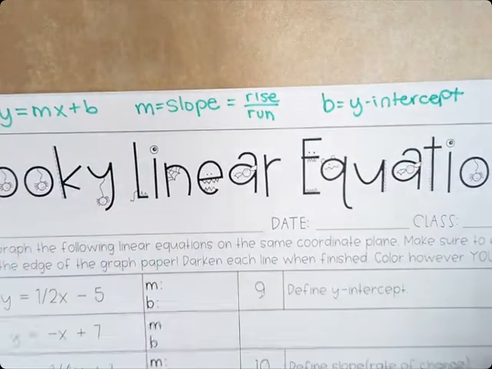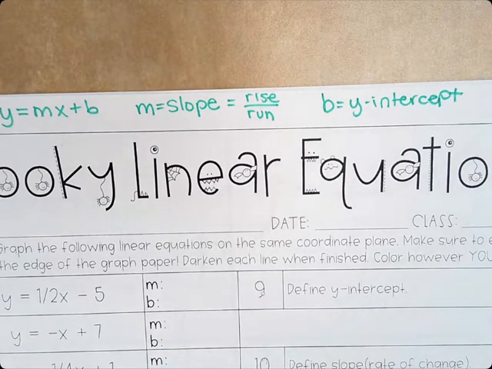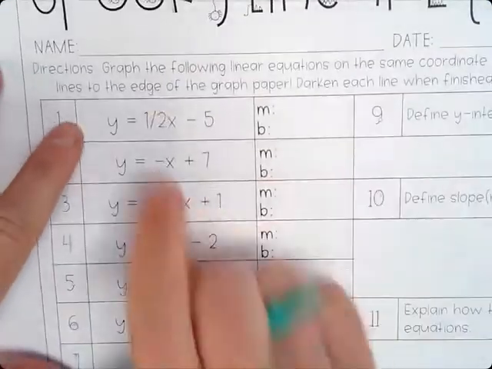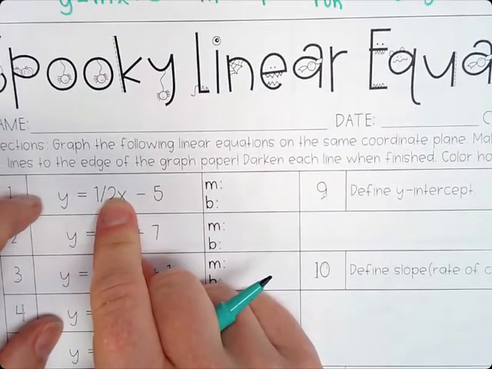The y-intercept, the key word there is intercept. Basically, where does it intersect the y-axis? That is your y-intercept. Since we are talking about linear equations, the y-intercept is where the line crosses or intersects the y-axis. So let's look at our first example, and we are going to identify the slope and the y-intercept.